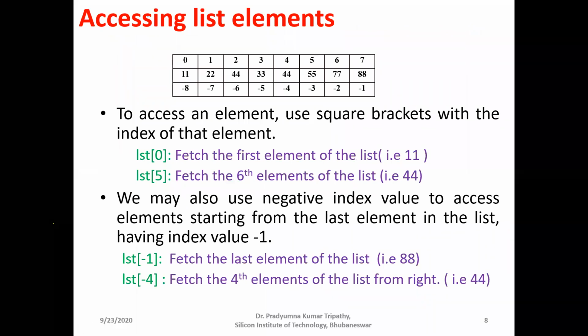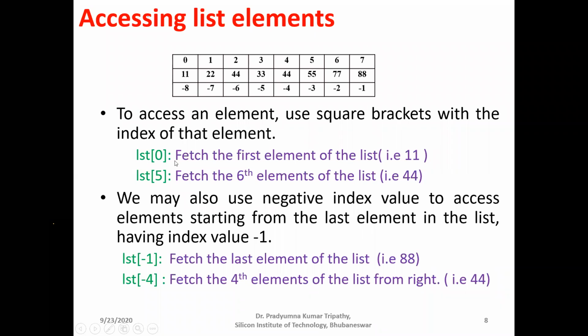Now we'll go for how to access these list elements. I have already discussed it in the string. However, just know this: the index is from 0 onwards, and from -1 onwards from the right hand side. To access an element, use square bracket with the index of that element. If I want to access a particular location, I'll either use the positive index or the negative index. I may use list of 3 or list of -5, which gives you the same result, right?